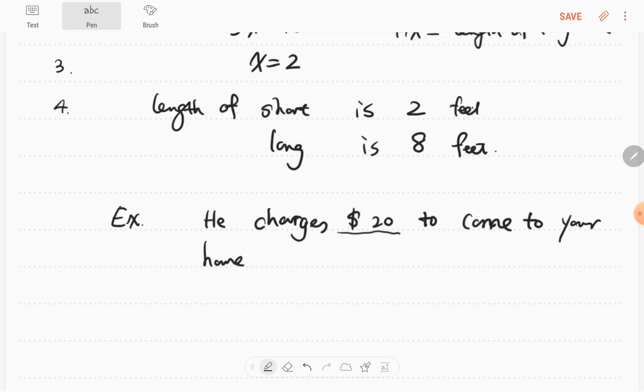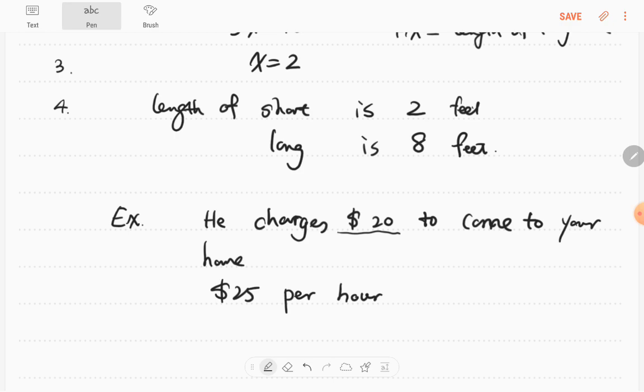And we also have this rate, $25 per hour. So each hour he does the job, he will have $25.